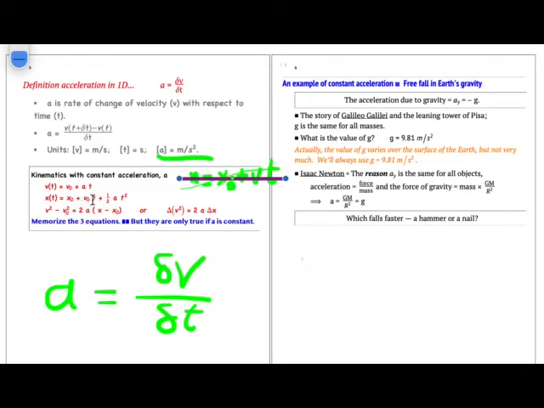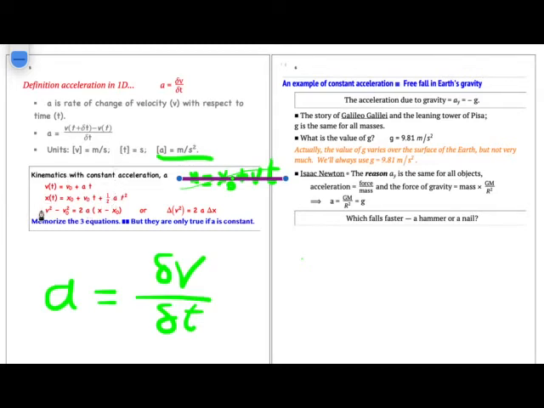Suppose the initial velocity is 0, so the object starts with velocity 0. It starts from rest. Then its position increases as the square of the time. And the coefficient is 1/2 the acceleration.